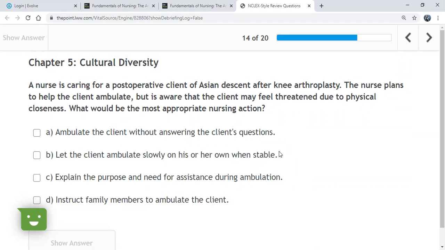The nurse is caring for a post-op client of Asian descent after knee arthroplasty. The nurse plans to help the client ambulate, but is aware that the client may feel threatened due to physical closeness. What would be the most appropriate nursing action? All right, so which ones can you toss?